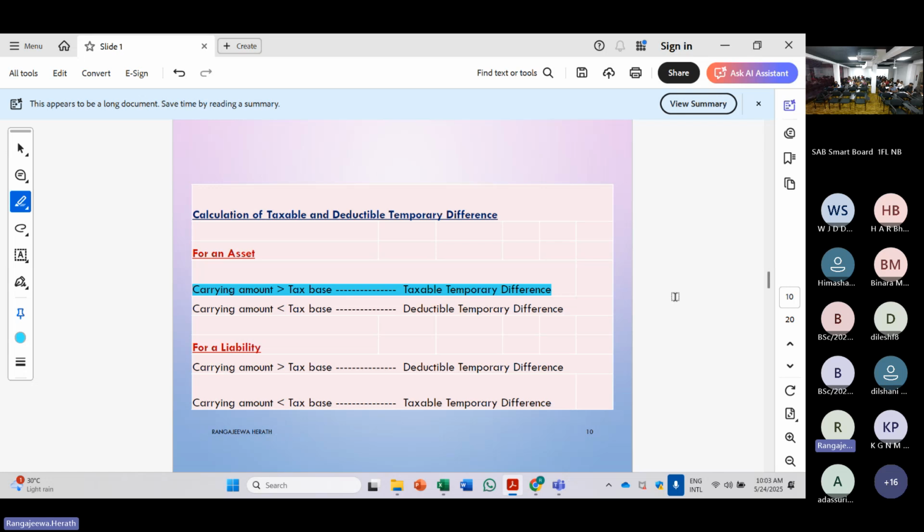Taxable temporary difference now, deferred tax liability. Deductible temporary difference now, deferred tax asset. Right? The carrying amount of an asset greater than tax base.